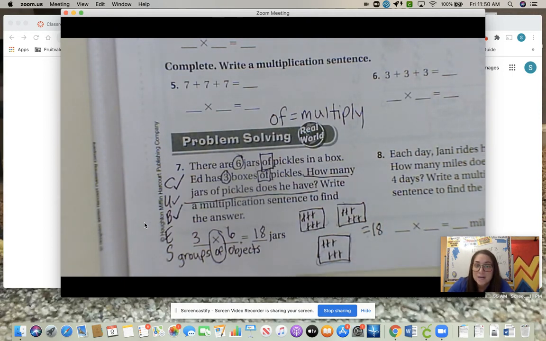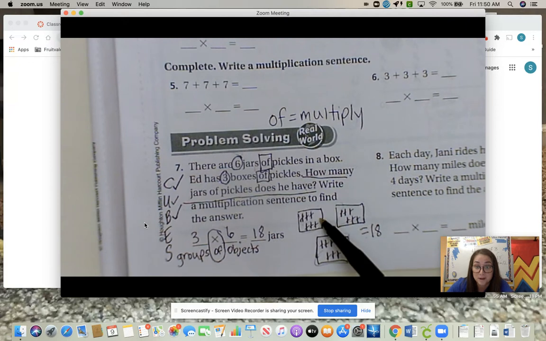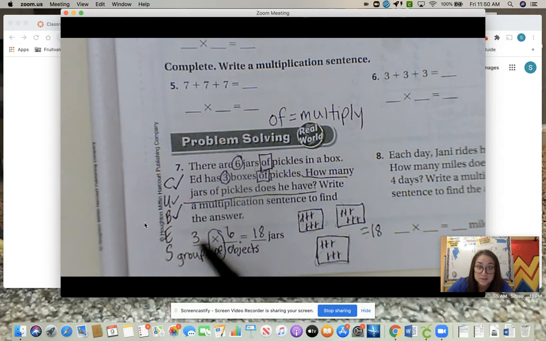Well, I need a multiplication sentence. So remember, groups go first. How many groups do you have? You have 3 groups of how many objects are in one group, one box? 6. So it's 3 groups of 6 objects, and that equals 18 jars. All right.